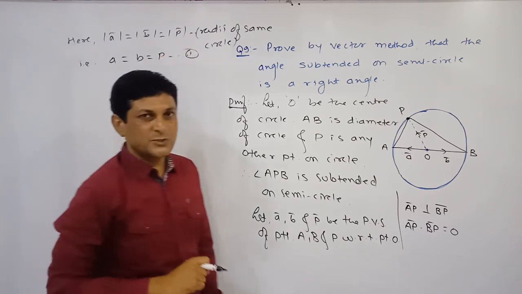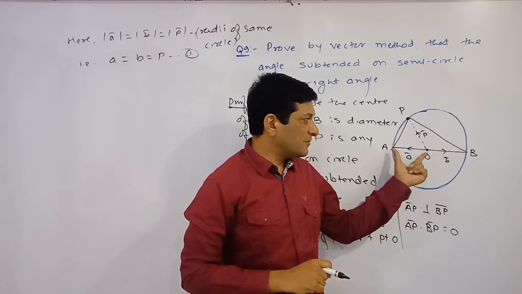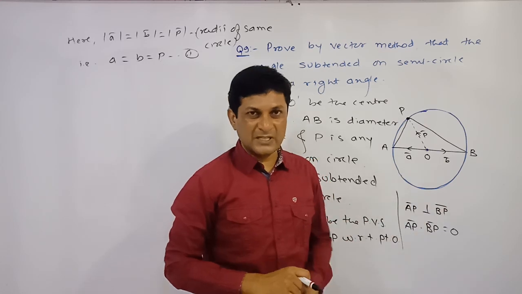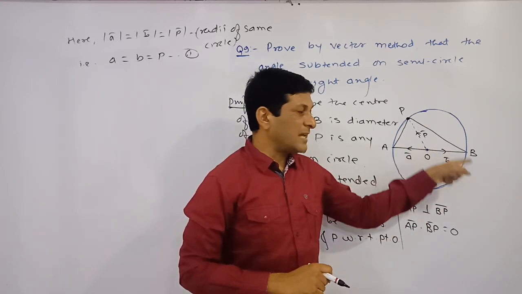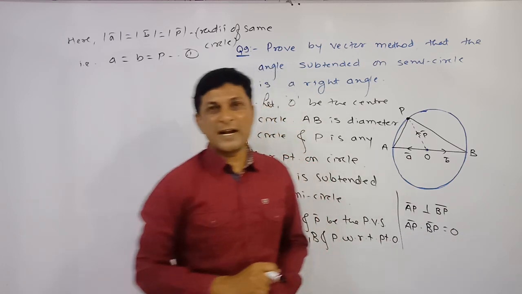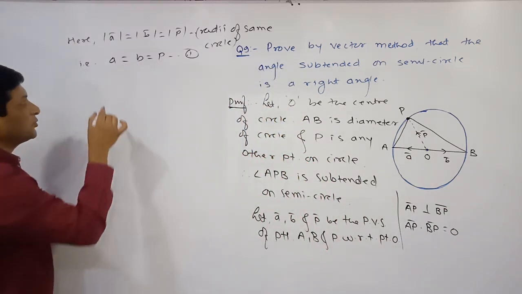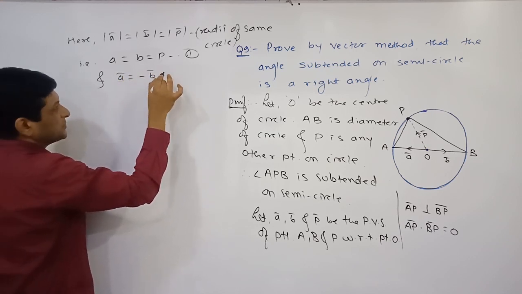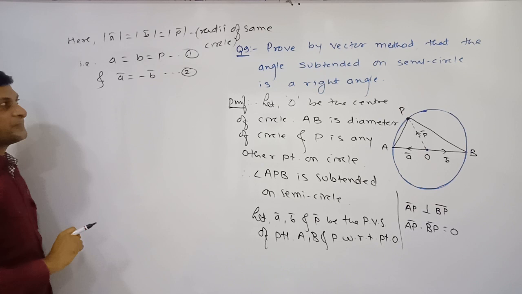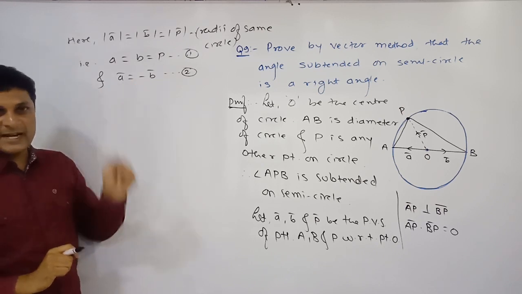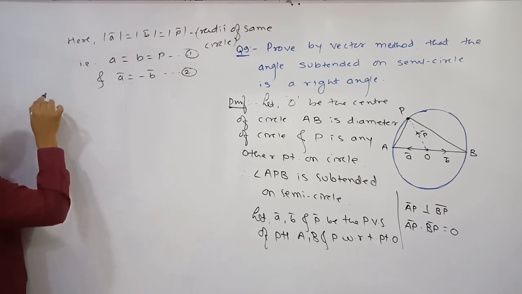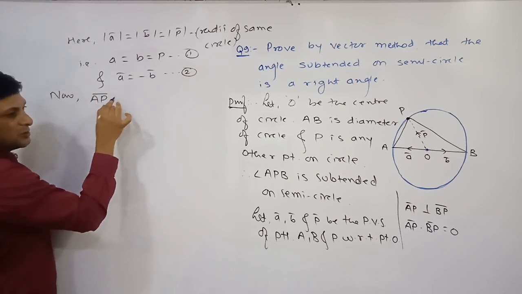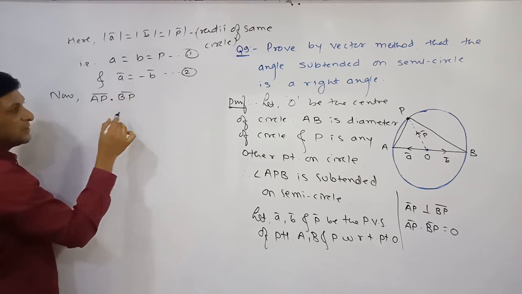Even if you observe these two vectors A bar and B bar, check whether their magnitudes are equal. Yes, OA and OB are equal because they are radii of the same circle. And check that their directions are opposite. Means we can say that A bar and B bar are opposite vectors, and we know that if two vectors are opposite, it will be denoted by A bar is equal to minus B bar. Let us denote it by equation number 2. These two vectors have the same magnitude but directions opposite to each other. Now we are trying to find our required dot product, AP bar dot BP bar.